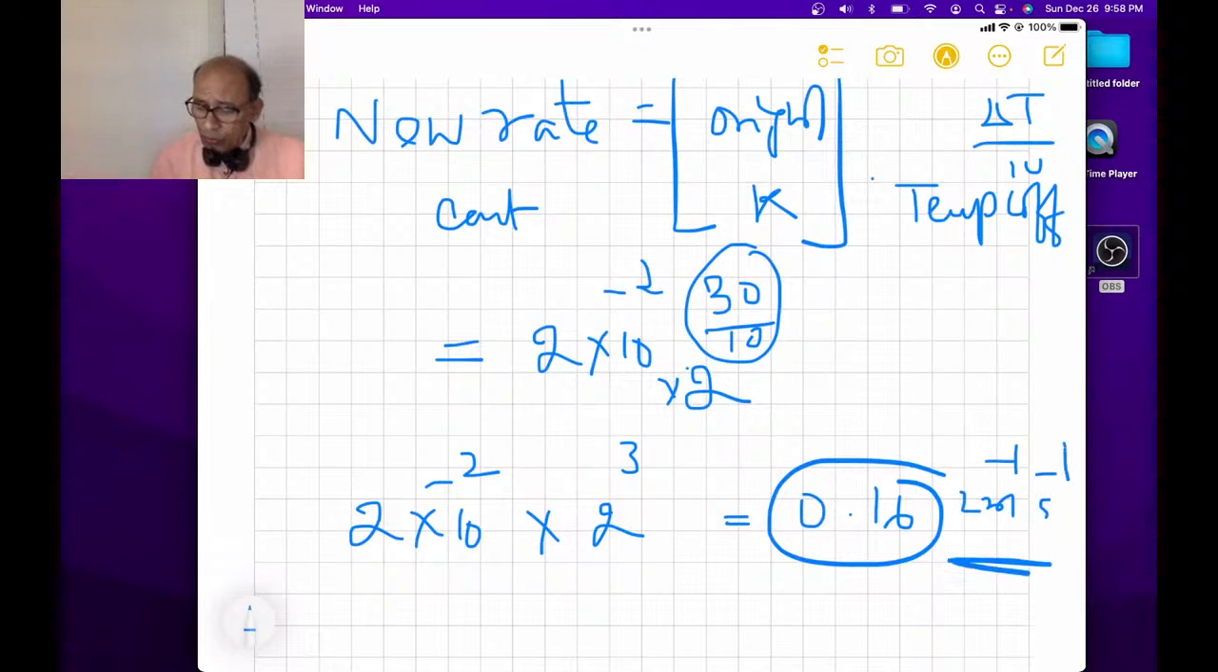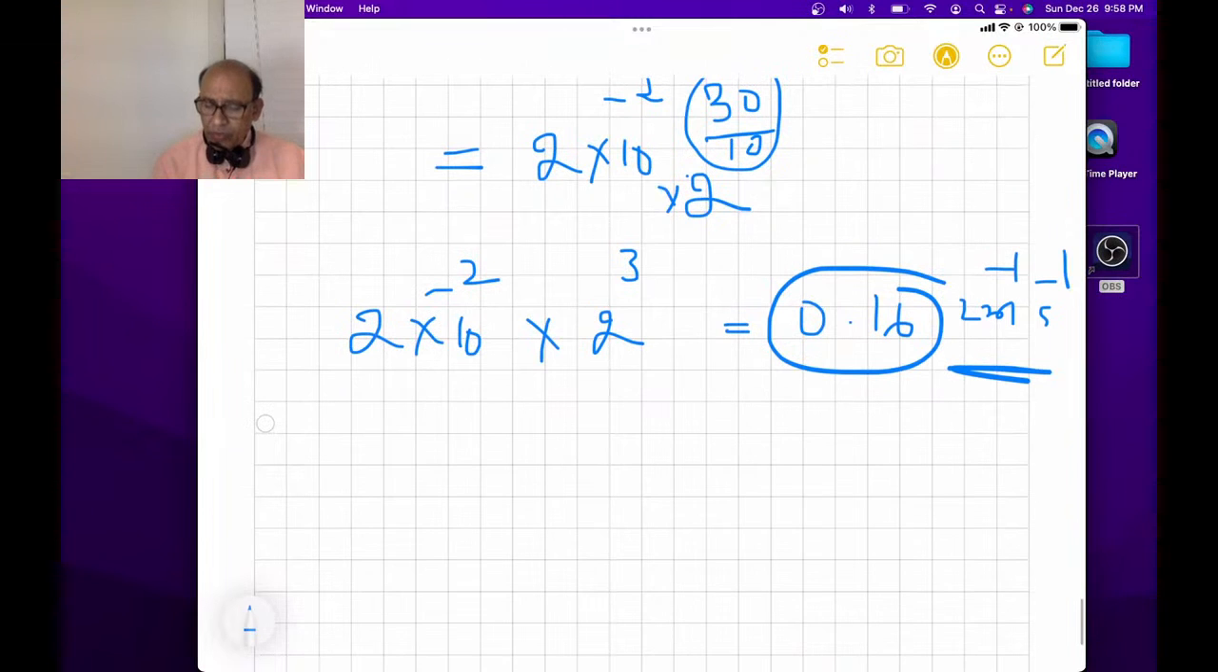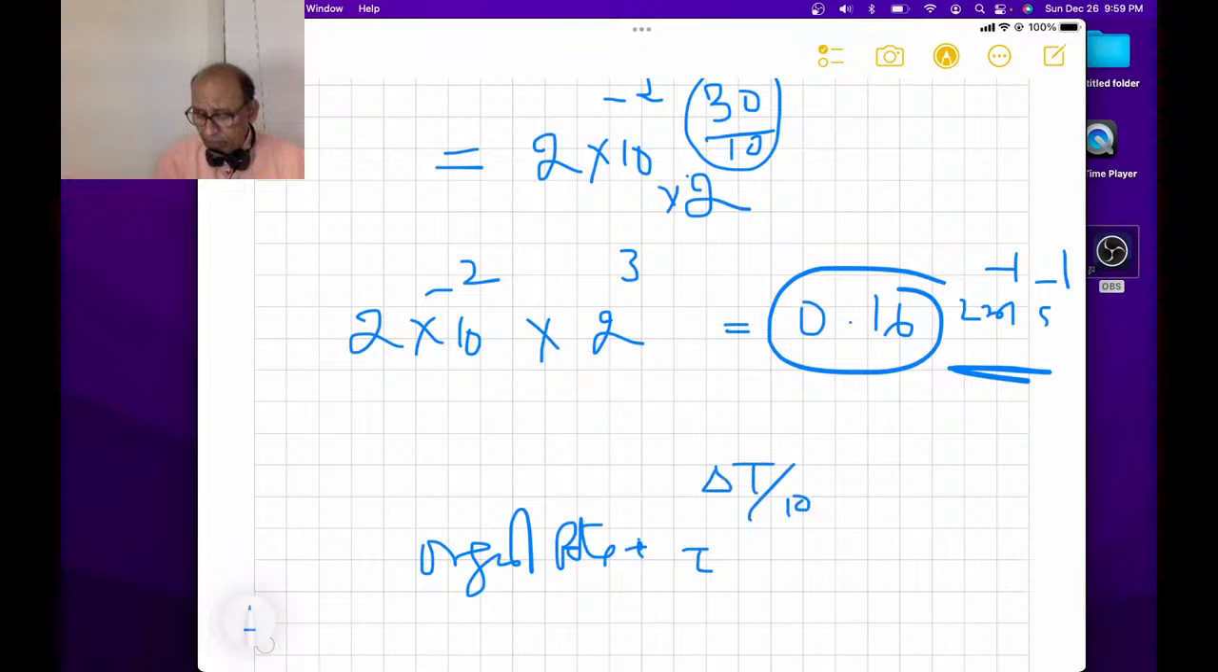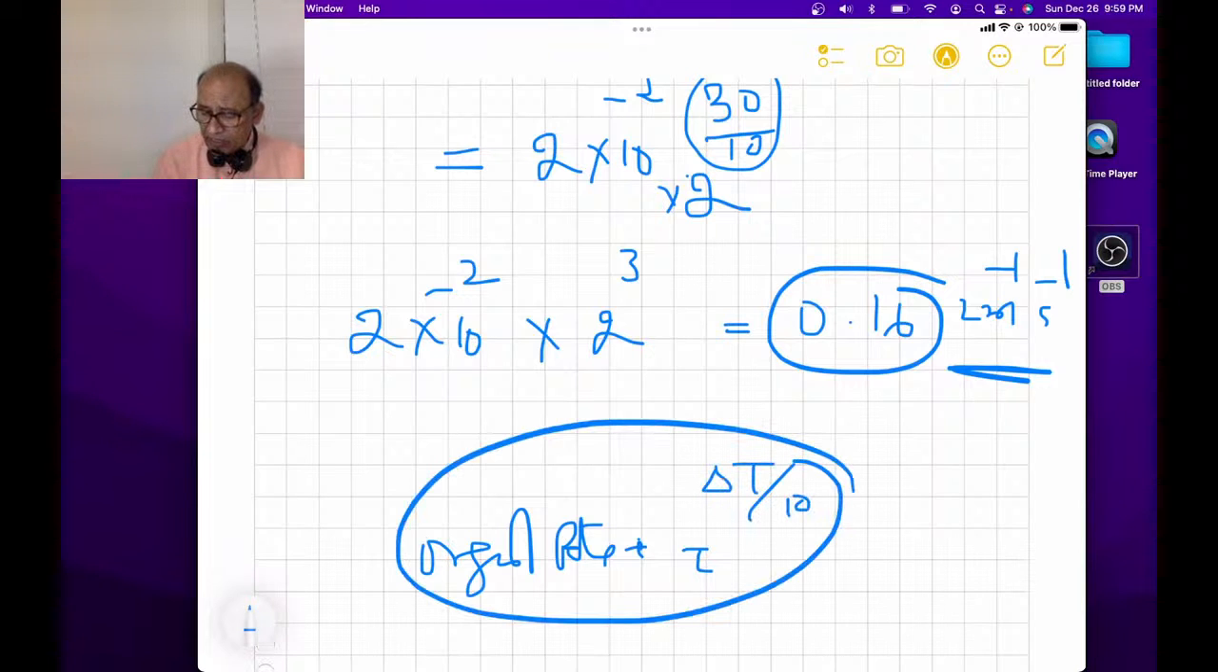If you want to look at the formula, you can obviously see new rate is always equal to original rate into temperature coefficient to the power delta T by 10, because temperature coefficient signifies the number of times the rate is going to increase for a rise of 10 degrees. So this is a relationship you can work out.